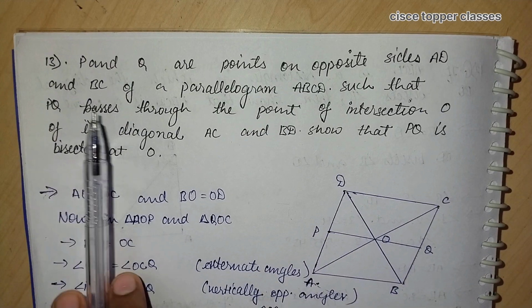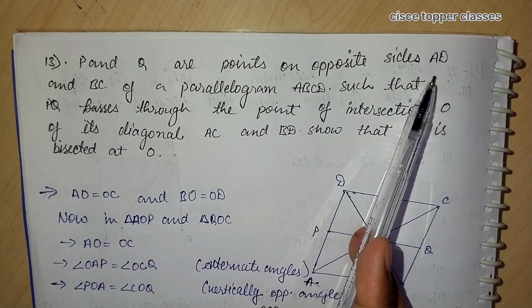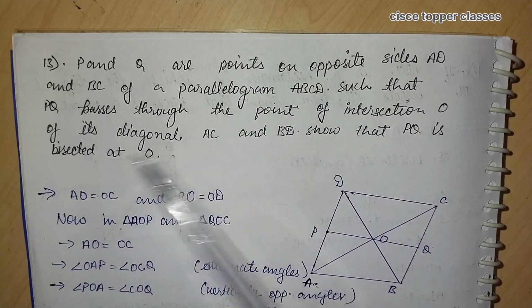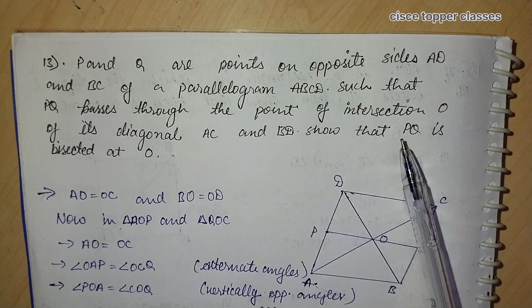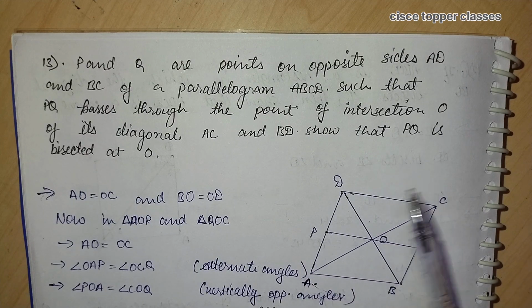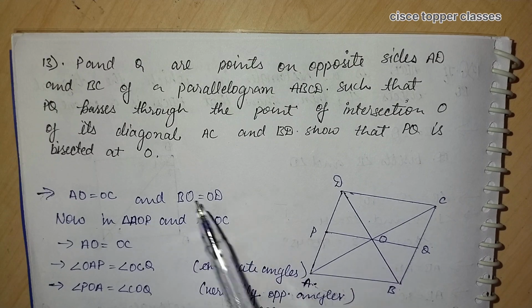Now let us solve question 13. P and Q are points on opposite sides AD and BC of a parallelogram ABCD such that PQ passes through the point of intersection O of its diagonals AC and BD. Then show that PQ is bisected at O.